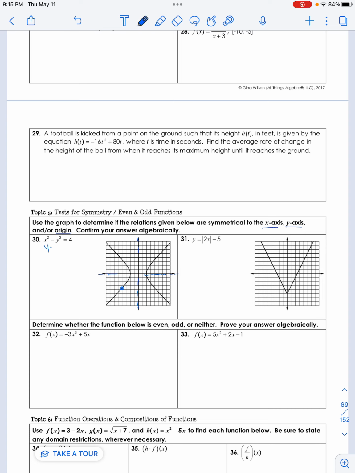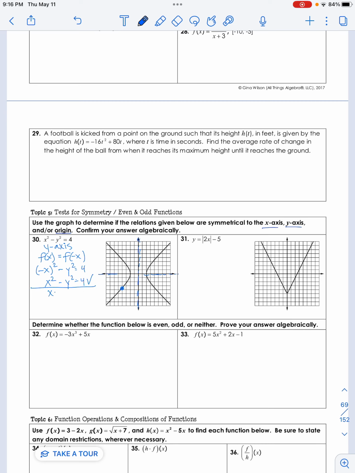If something has y-axis symmetry, what that means is that when you reflect it over this line, both the positive x values and the negative x values are going to give you the same result. So what I'm doing with this is saying, if I plug in negative x's, do I get the same thing as the original equation? And yes, x squared minus y squared equals 4. So this has y-axis symmetry.